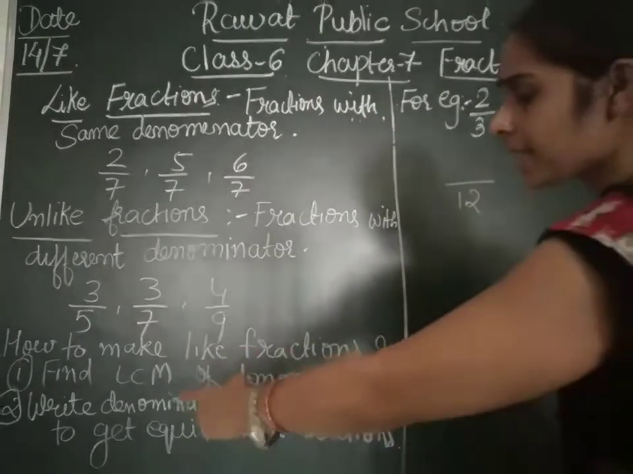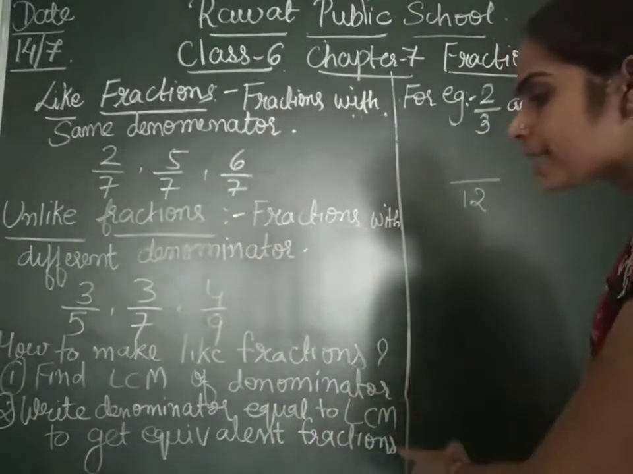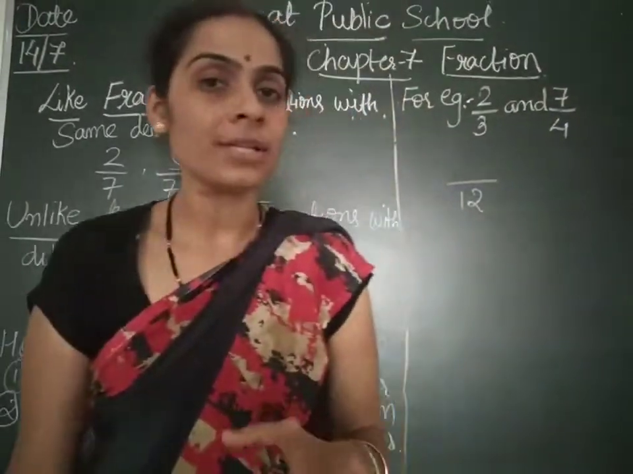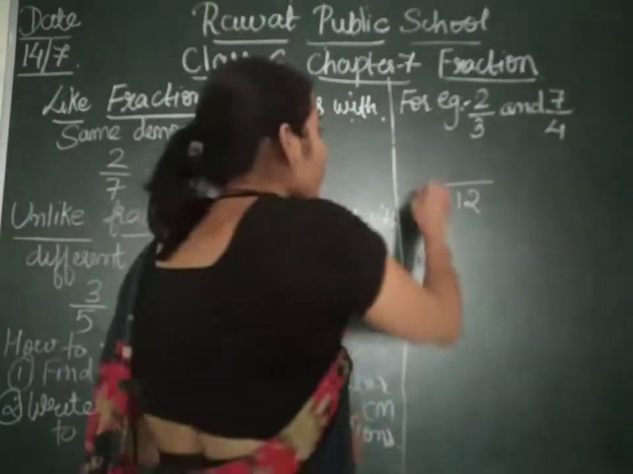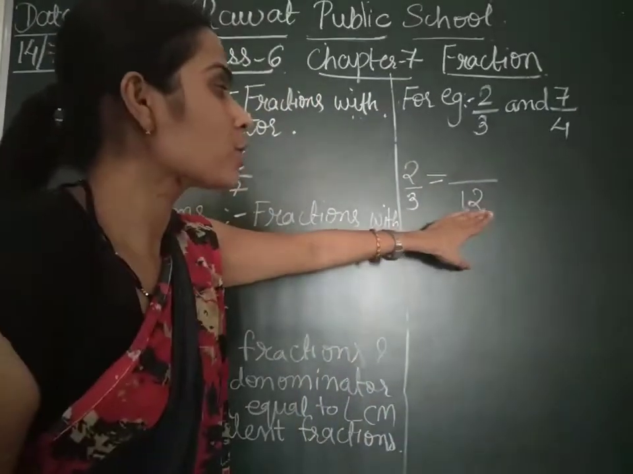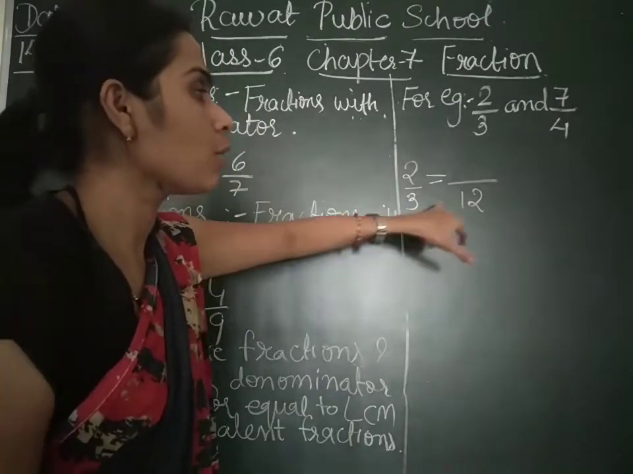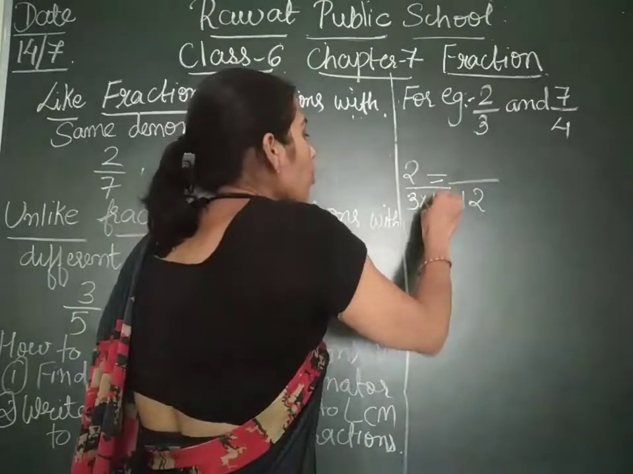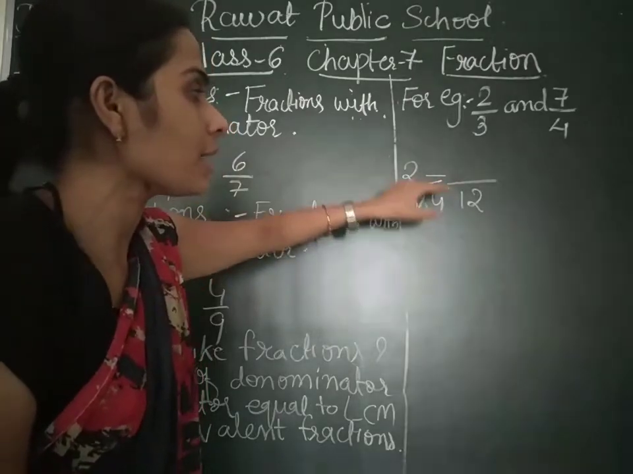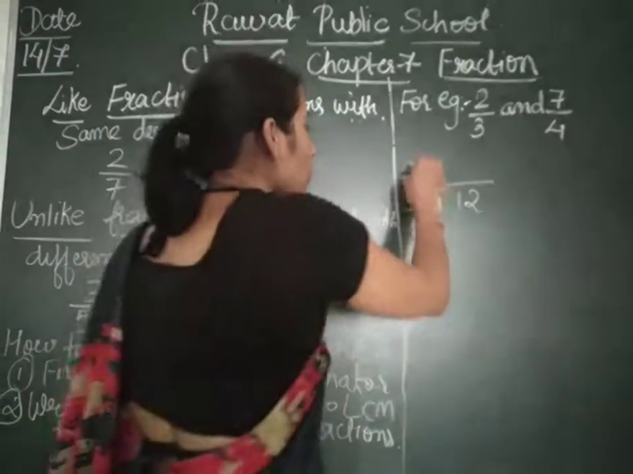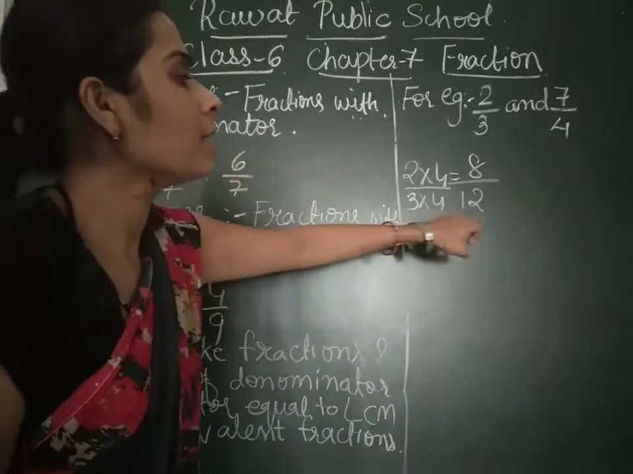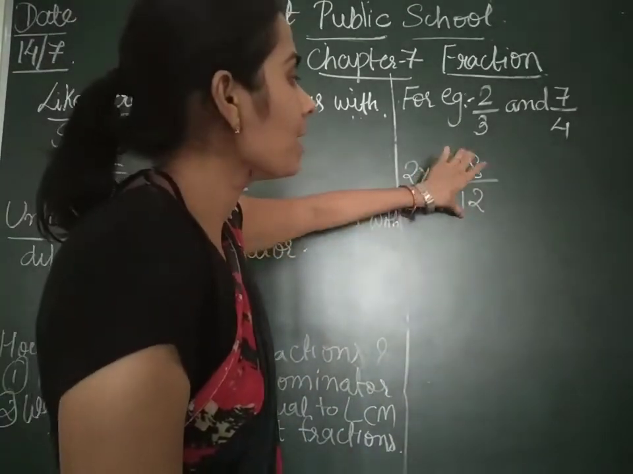Now, second step is write the denominator equal to LCM to get the equivalent fractions. We know what equivalent fractions are, we have to equate them. So first of all, if I am talking about 2 by 3, and I am taking the LCM as 12, with which number will we multiply 3 in order to get 12? Yes, by 4. To make it an equivalent fraction, the number which we are multiplying in the denominator, in the same way we will multiply in the numerator also. So 2 into 4 will give you 8, and 3 fours are 12. So the equivalent fraction will be 8 by 12.